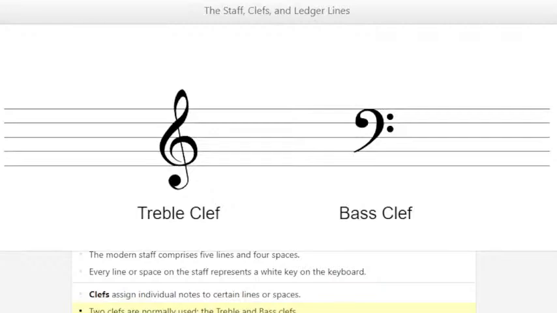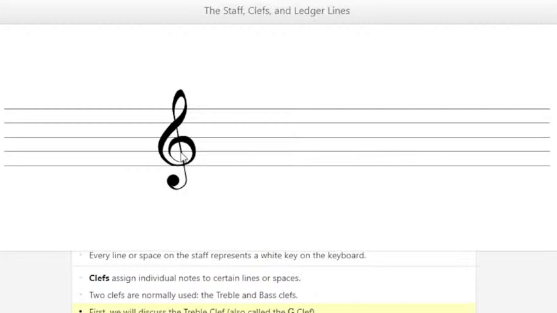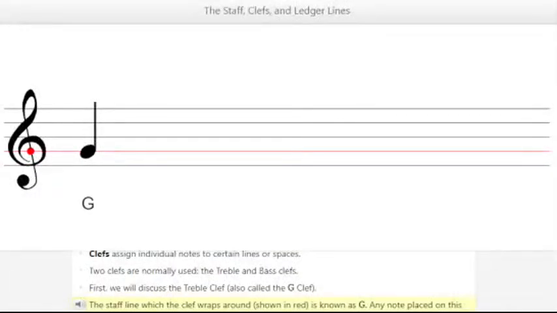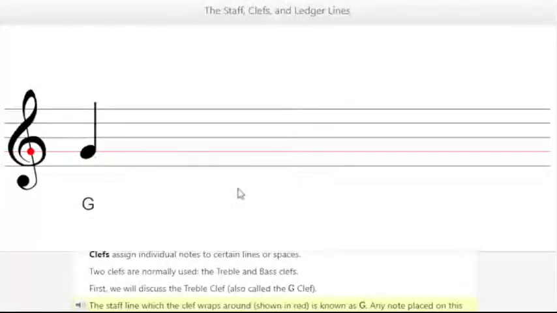The treble clef naturally that we will need for sight singing is this one, where the starting point is found at this second line. The staff wraps around, shown in red, you can see it in red, and this line is known as G. Any note placed on this line will become G.